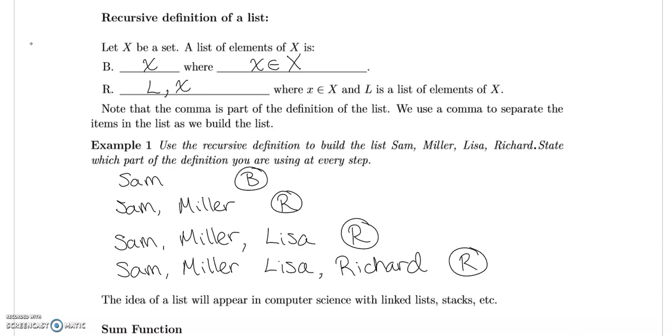So that might seem a little silly because we're just creating a list and it might seem pretty obvious, but it's kind of following this very obvious pattern of you start with one thing that is in the set that you're working over and you're just adding in elements as you go along. So this is how we would use the recursive definition of a list. So the idea of a list will appear in computer sciences with things like linked lists, stacks, etc. So lists do show up a lot when it comes to having a list of elements, of course.